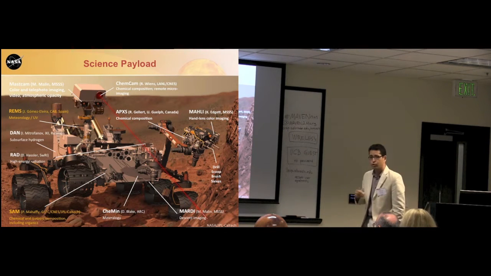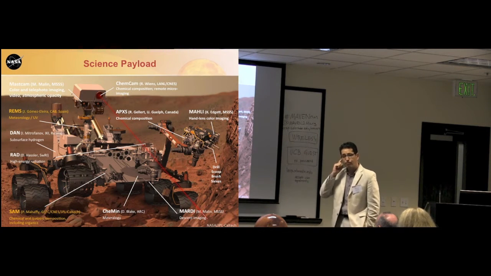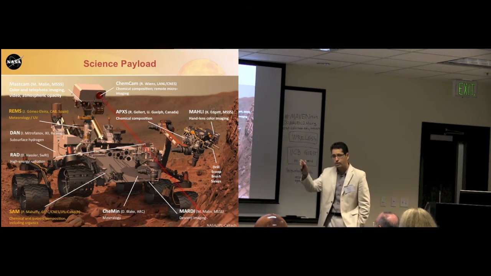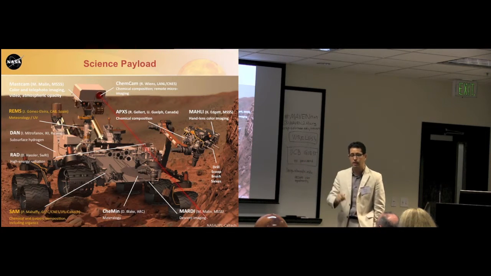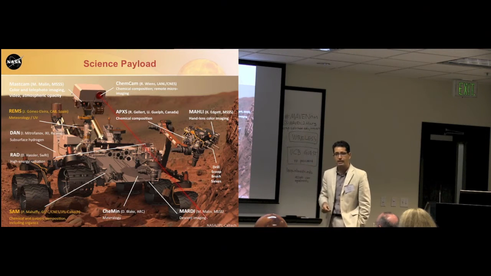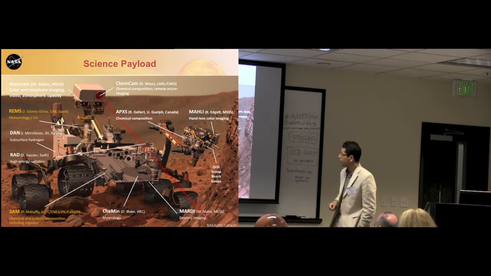ChemCam is a laser desorption spectrograph that basically shoots a laser beam up to 7 meters ahead of the rover and ablates a part of the rock, and looks at the composition of the hot gases that come out of the rock.